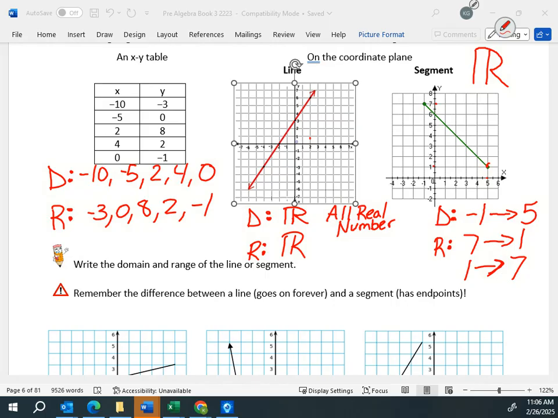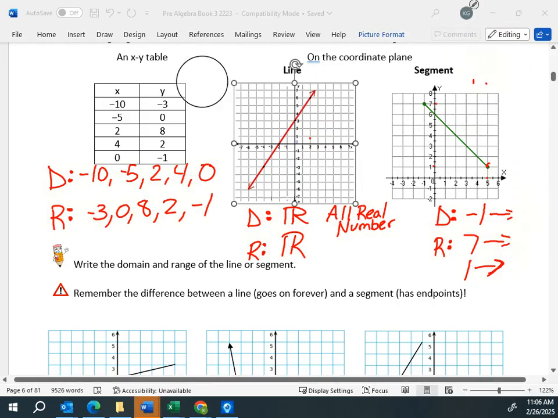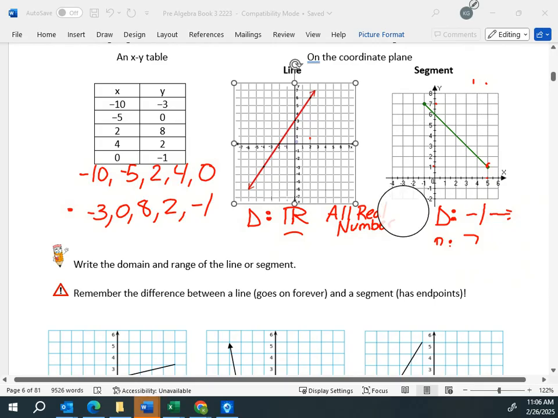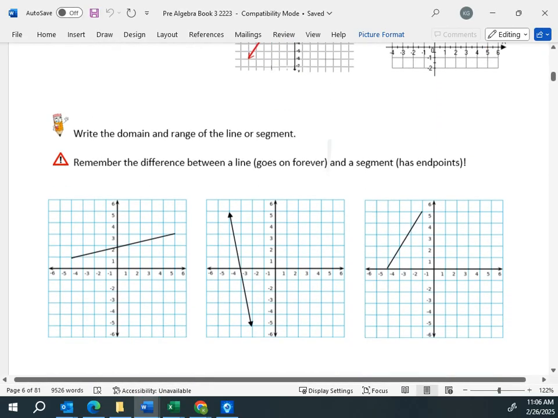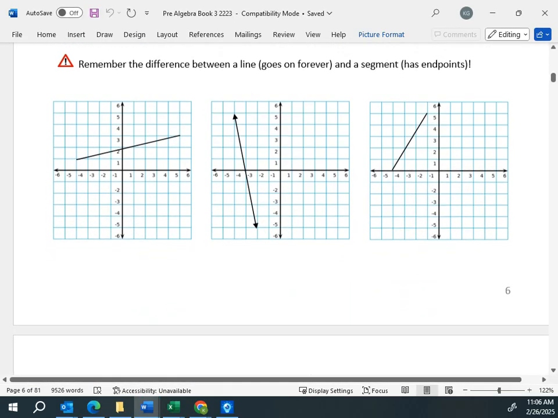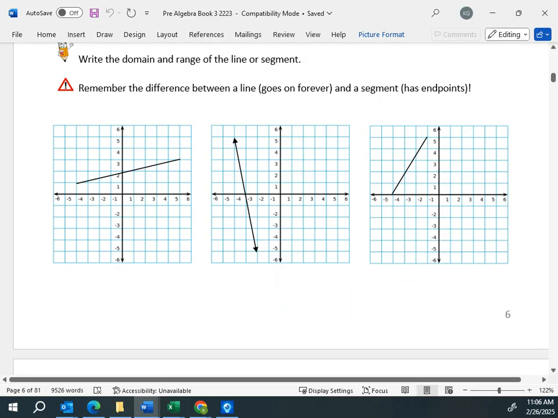Any questions on that? All right. So let's look. Down here it says write the domain and range of the line or segment. Remember the difference between a line that goes on forever and a segment that has endpoints. We look at those differently.